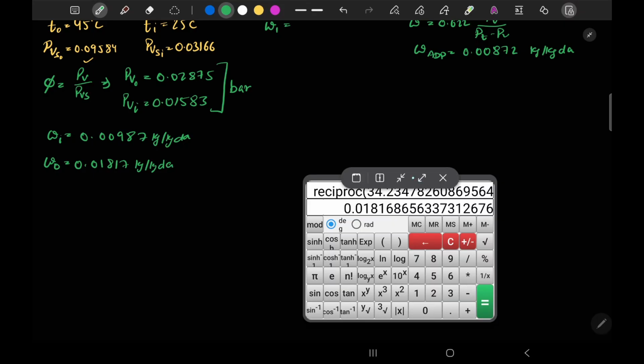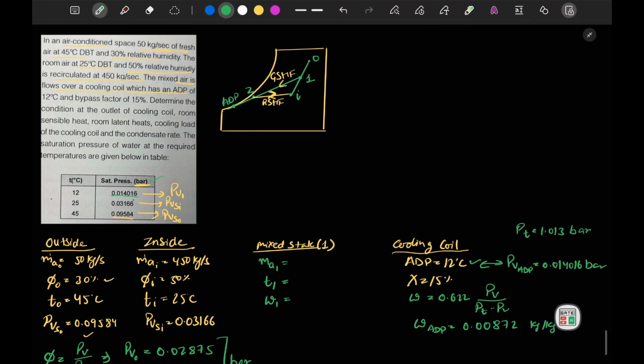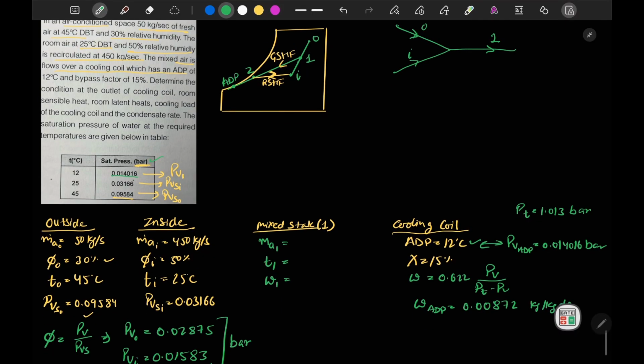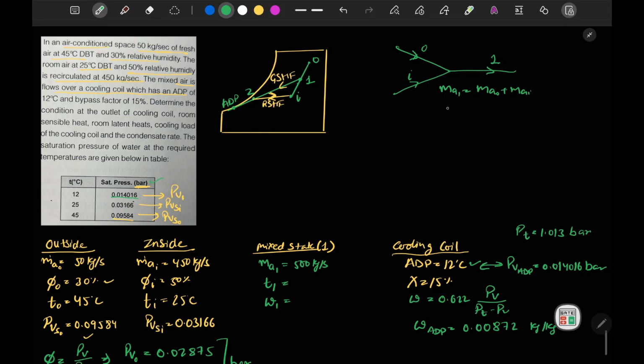Now we would like to obtain the value of MA1, T1 and omega 1. Since 0 to 1 is mixing, outside air and inside air are mixing to provide us the mixed state 1. From the energy balance, MA1 is equal to MA outside plus MA inside. If we add both terms, we get MA at 1 is equal to 500 kg per second.